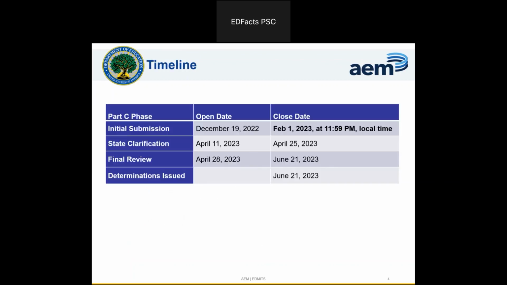All right, so moving on to our Part C SPP APR timeline. The SPP APR will open on December 19th, that's this coming Monday, and will close on February 1st, 2023. This also includes the ESSA, which as of last year was merged into the initial submission as well. The state clarification period is April 11th, 2023 through April 25th, 2023. And then determinations will be issued on June 21st, 2023.